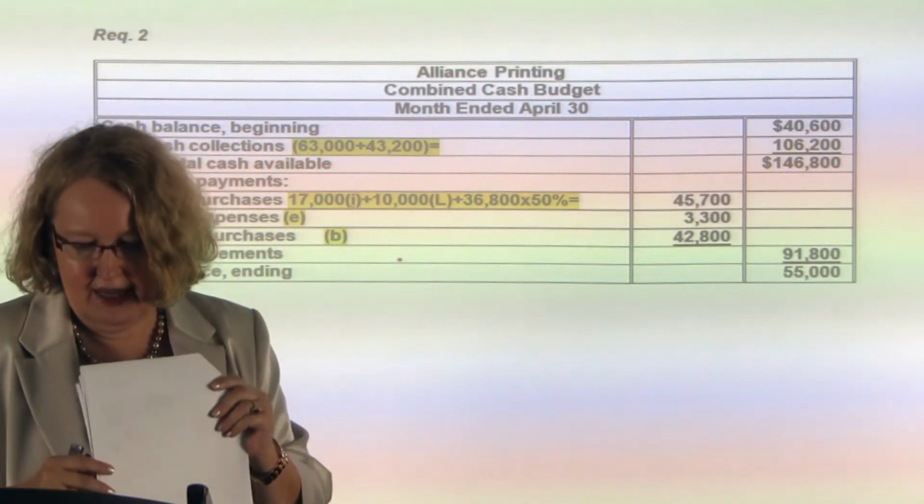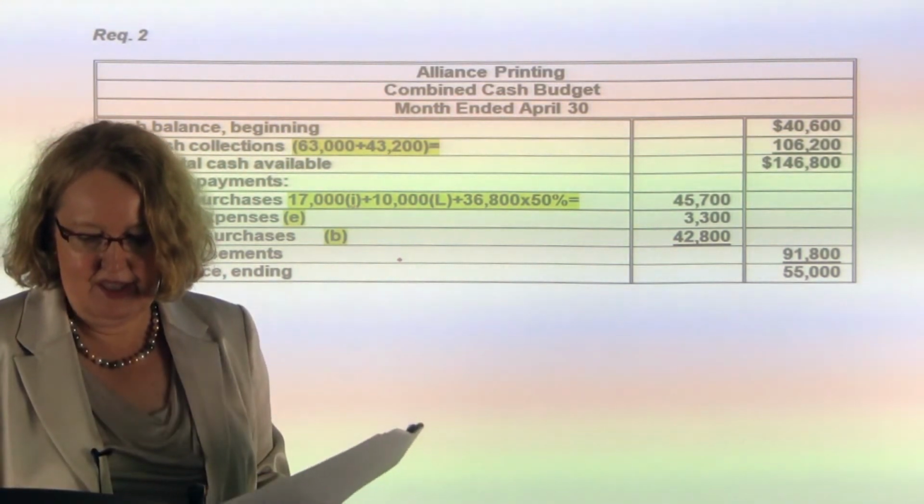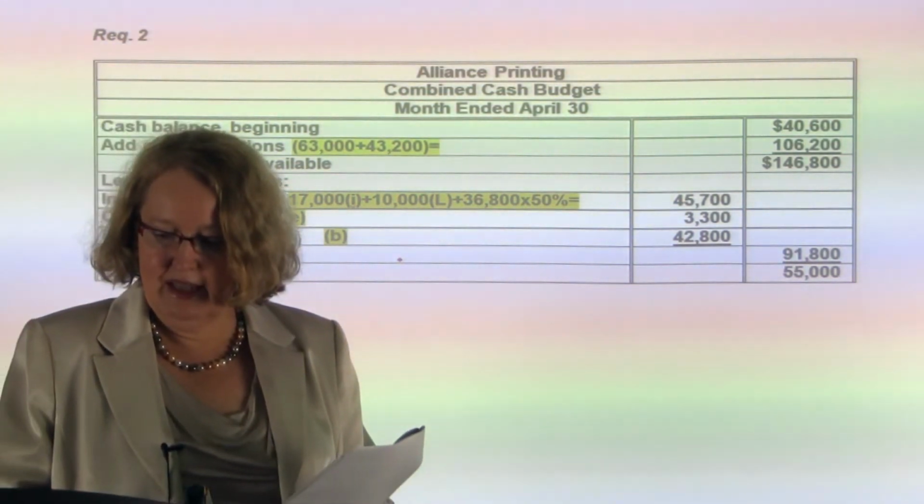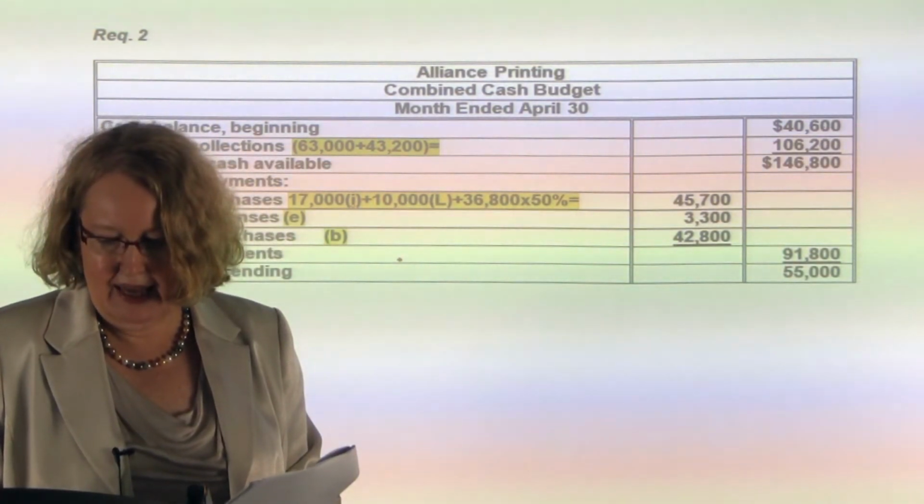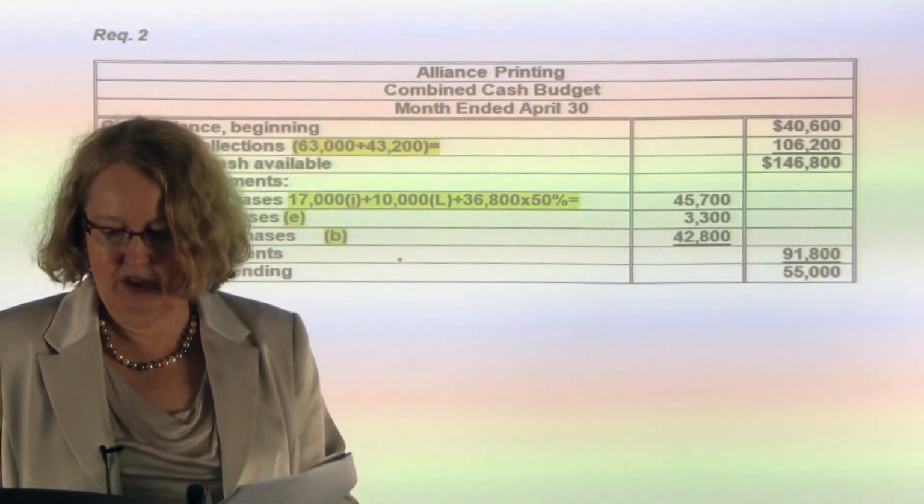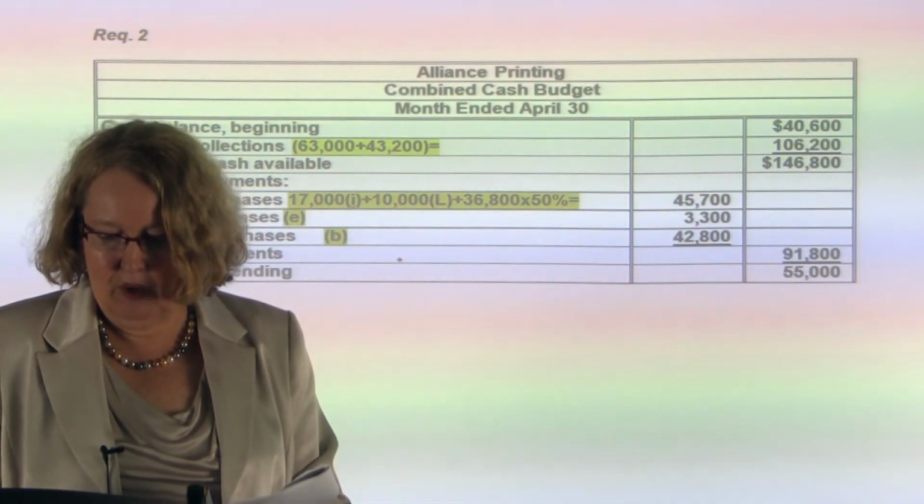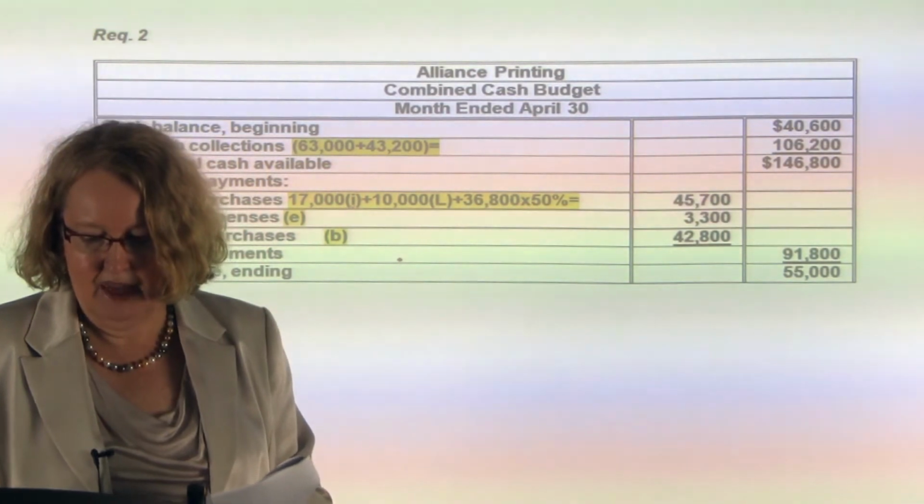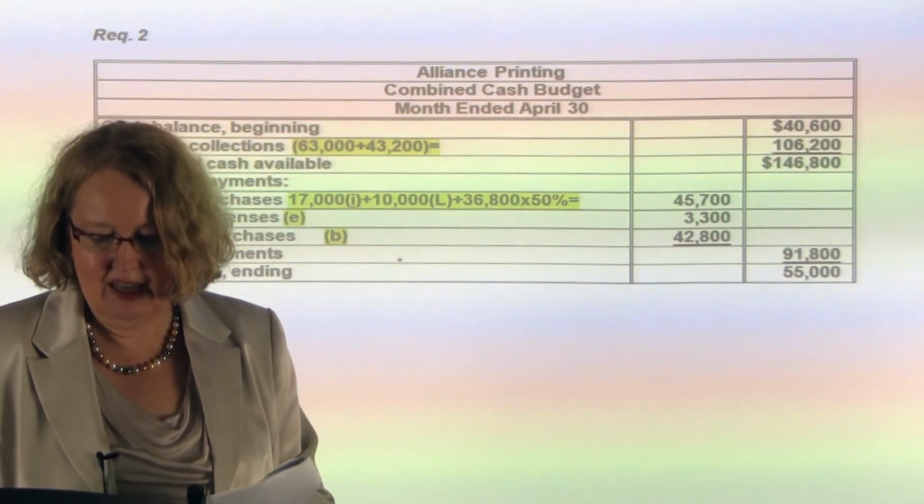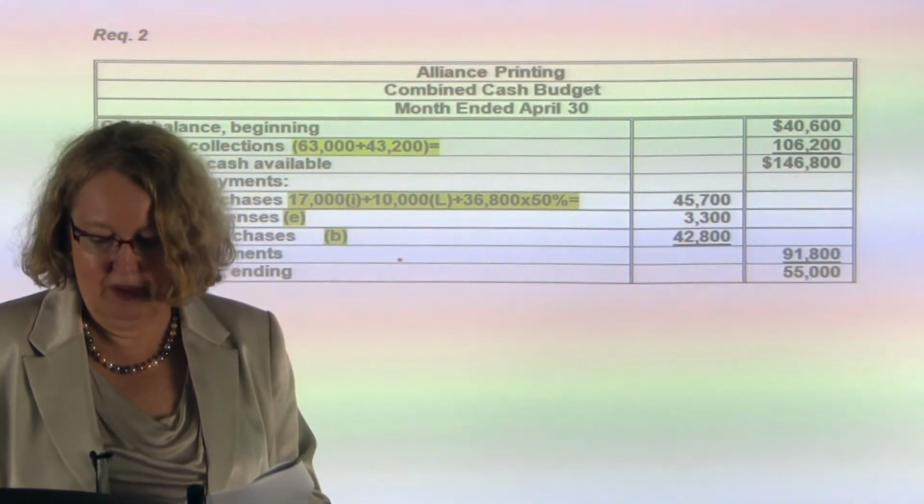So part 3 is presenting the scenario with, suppose Alliance Printing has become aware of more efficient and more expensive equipment. What is the total amount of cash available for equipment purchases in April if the minimum desired ending cash balance is 21,000?